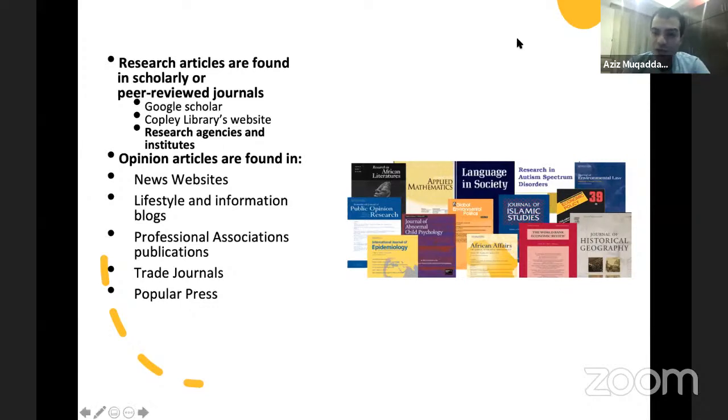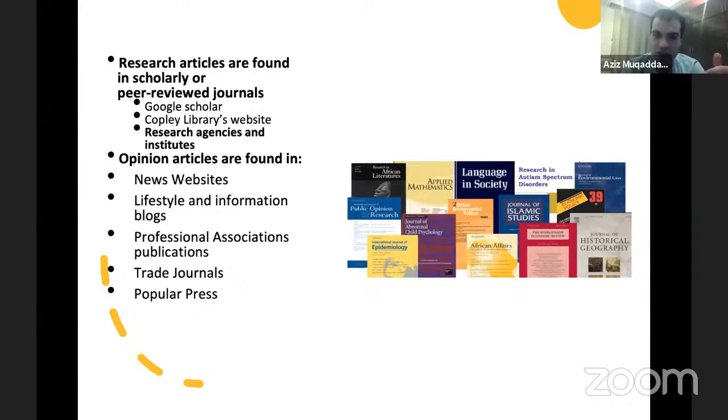So people who would read the Journal of Communication would be communication scholars. People who would read the Journal of African Affairs are professors of African Studies programs. And the same thing in mathematics, physics. Those are articles that are not meant for the general audience. They're meant for other specialists. Whereas opinion articles are found everywhere. You find them in news websites, blogs, trade journals, popular press, and all of that.